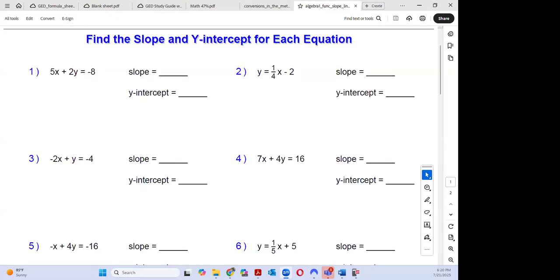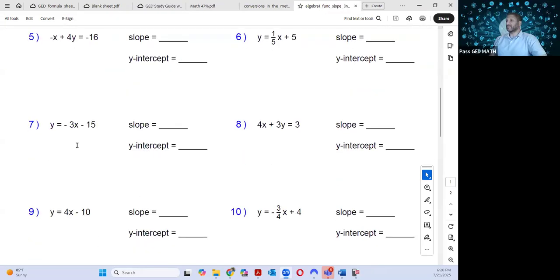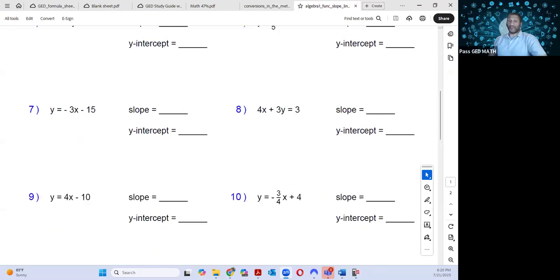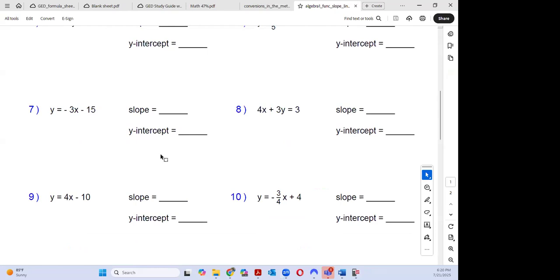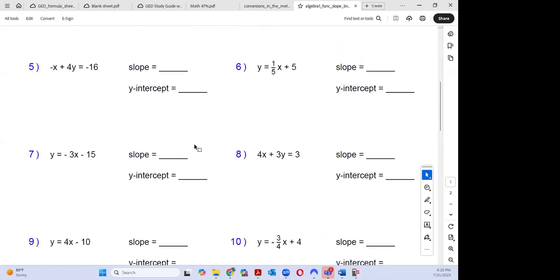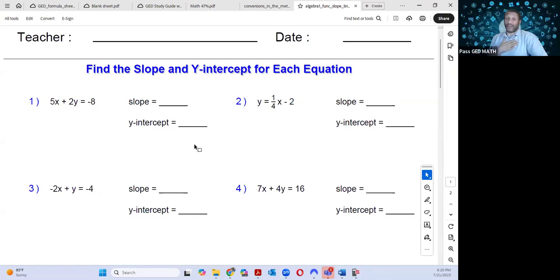So what we're going to do, we have 10 problems. Each person is going to do a problem. How many people do we have? We have 5 people here. So what I'm going to do is demonstrate and show you how to do the problems. And then I'm going to ask each of you to do a problem.